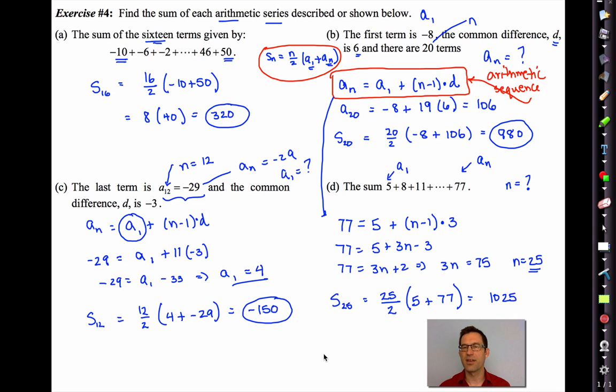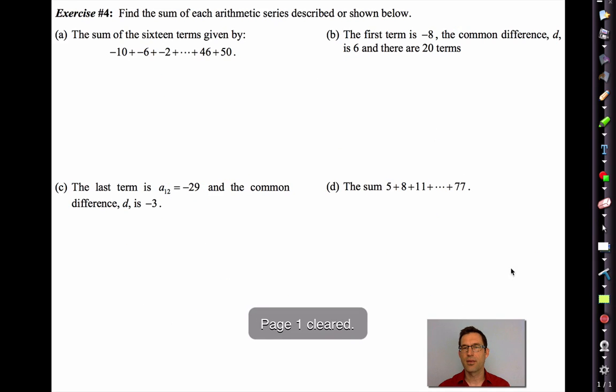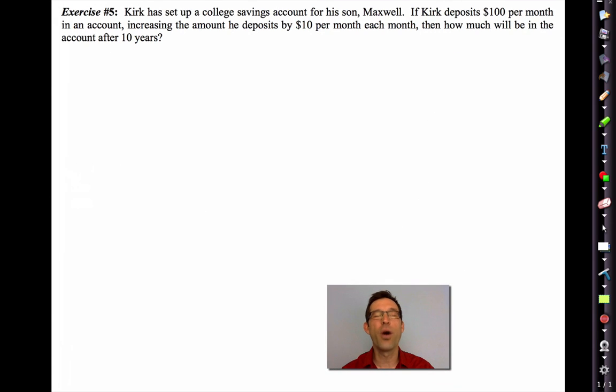All right, I'm going to clear out the text. All right, one final problem, nice applied problem. Kirk has set up a college savings account for his son, Maxwell. If Kirk deposits $100 per month in an account, increasing the amount he deposits by $10 per month each month, then how much will be in the account after 10 years?